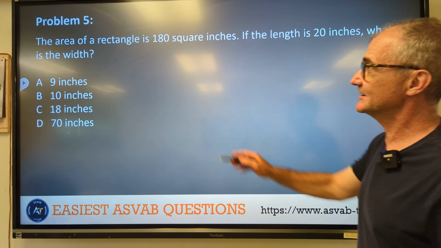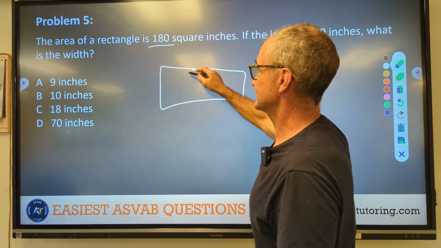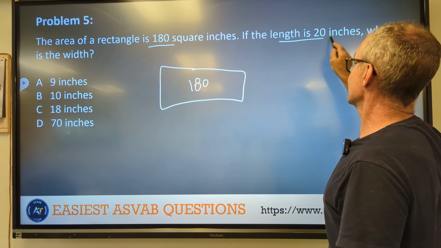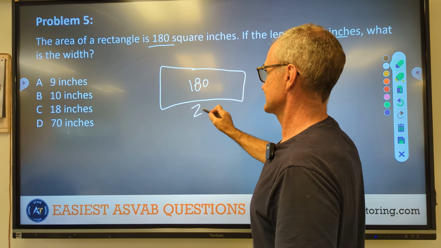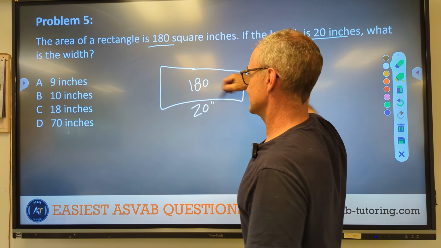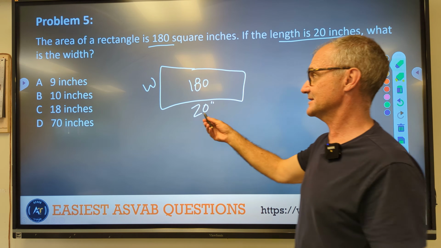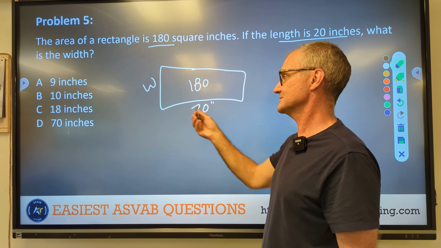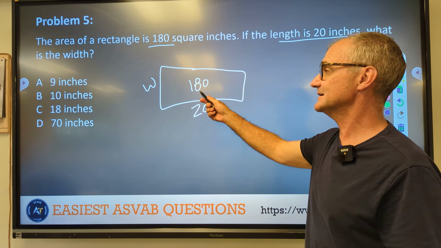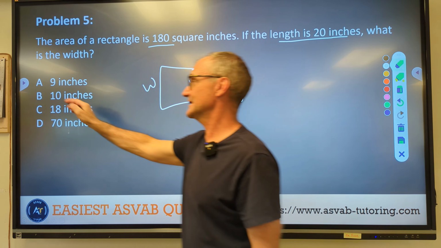Problem number 5, the area of a rectangle is 180. So I've got this rectangle, total area is 180 square inches, and the length is 20 inches. And I'm keeping track of my units here. What is the width? So this is the length, this is the width. I know the area of a rectangle is length times width. So 20 times what equals 180? Or 180 divided by 20 is equal to what? So I can see the answer is going to be 9 inches.